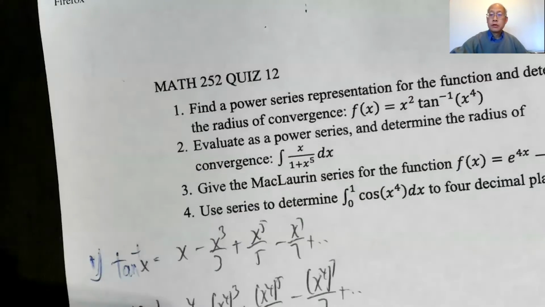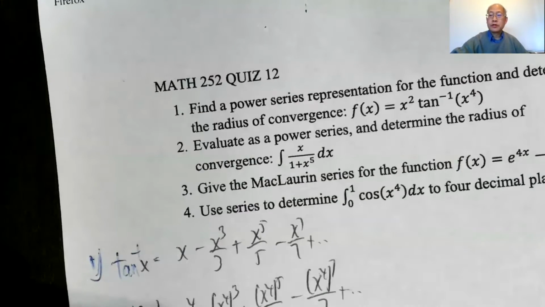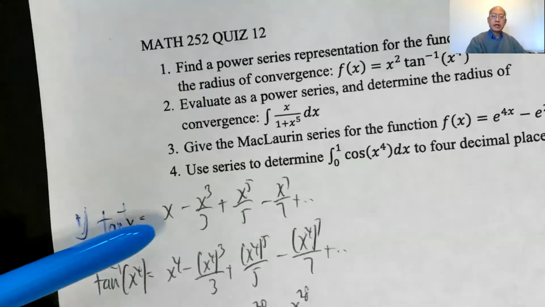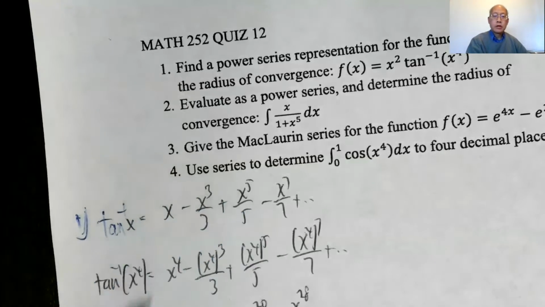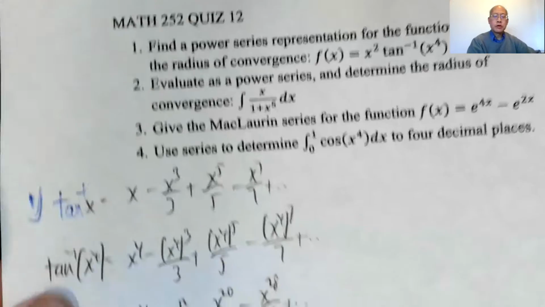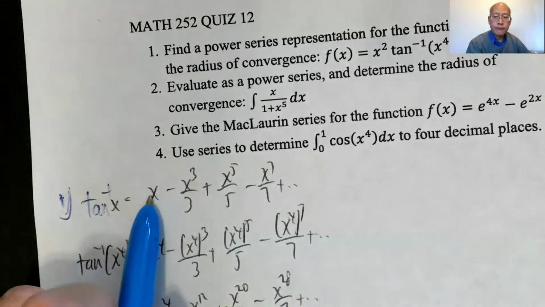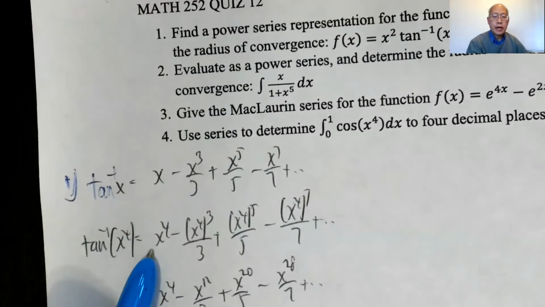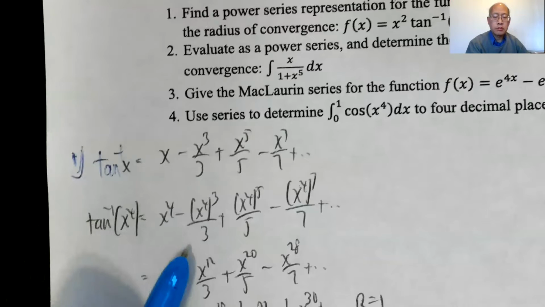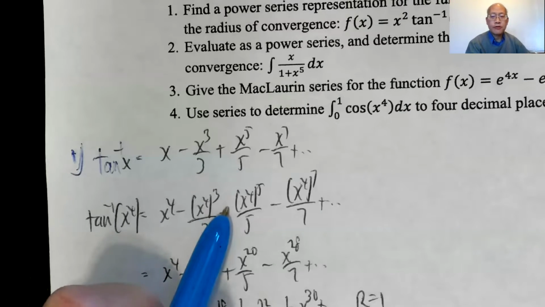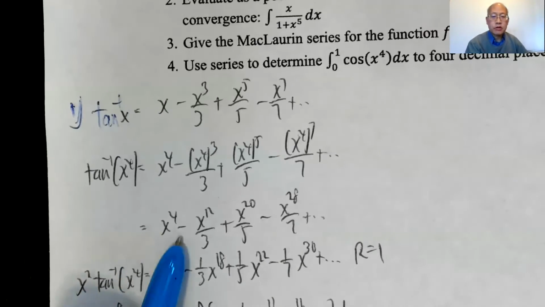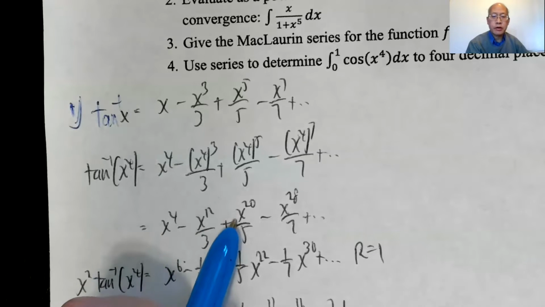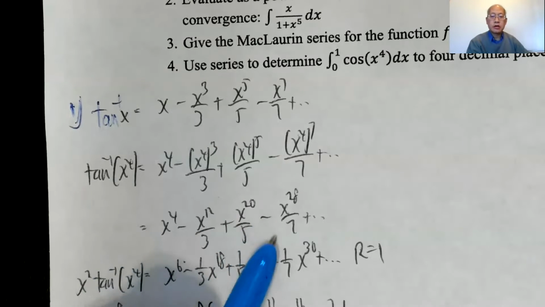Number 1. So we start off with inverse tangent of x being x minus x cubed over 3 plus x to the 5th over 5 minus x to the 7th over 7. Then inverse tangent of x to the 4th, just like any other function, put x to the 4th here, here, here, here. X to the 4th minus x to the 4th cubed over 3 plus x to the 4th to the 5th over 5 minus x to the 4th to the 7th over 7. That's x to the 4th minus x to the 12th over 3 plus x to the 20th over 5 minus x to the 28th over 7.